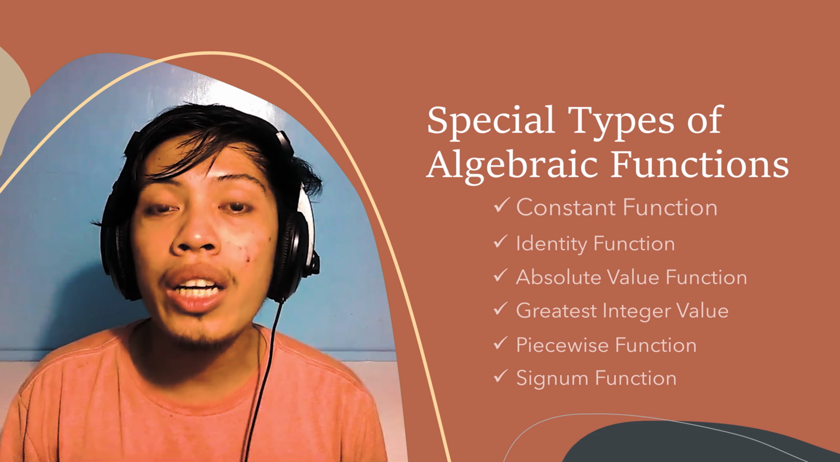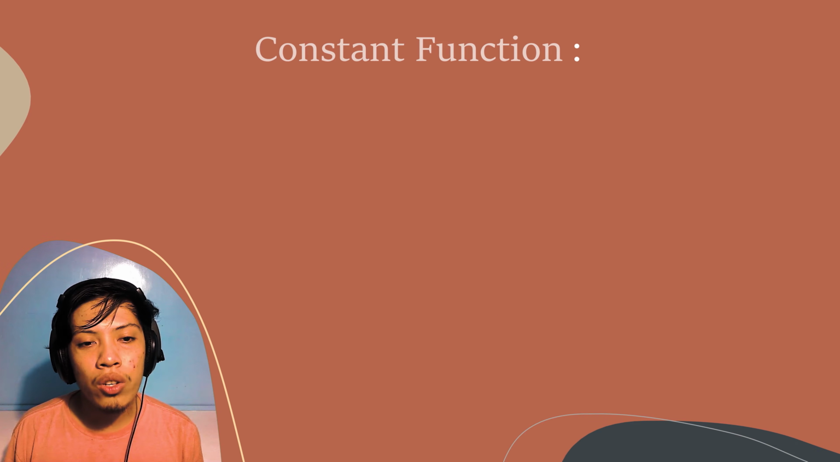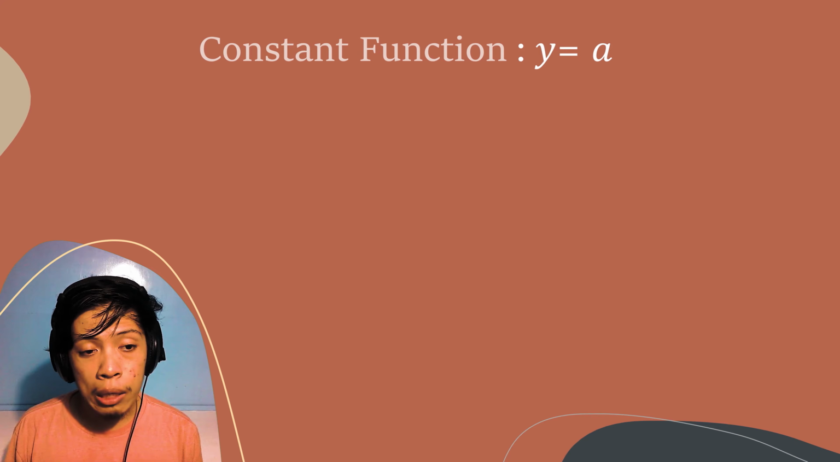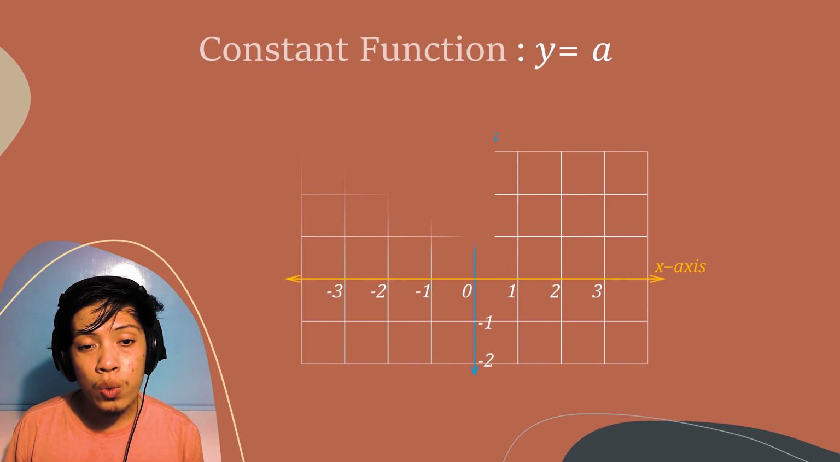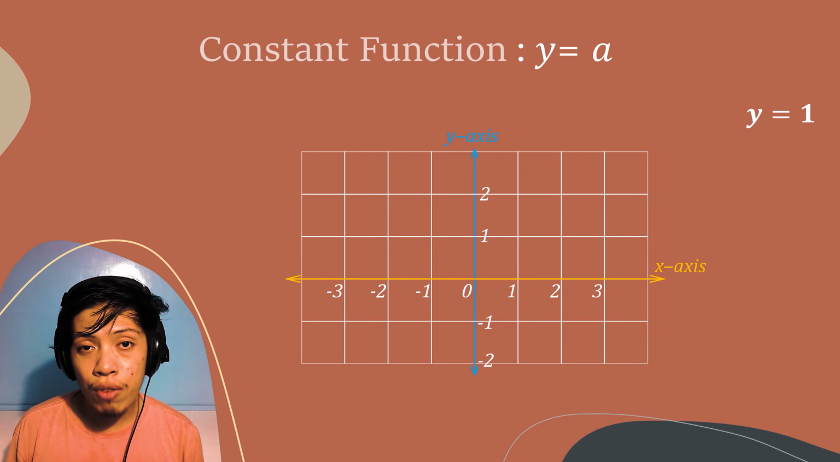Okay, so for the first one, we have the constant function. An example of a constant function is y is equal to a, where a is a constant. If you want to draw the graph of a constant function, suppose we have y is equal to 1. So y is equal to 1 is an example of a constant function.